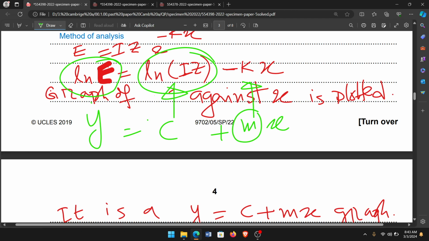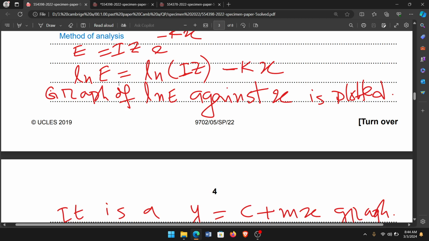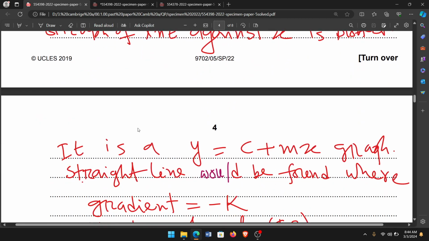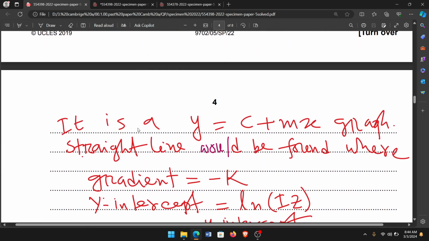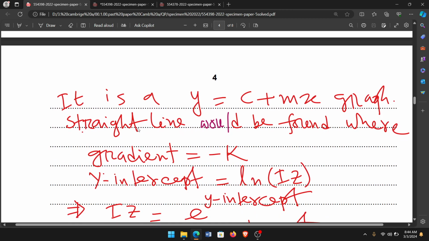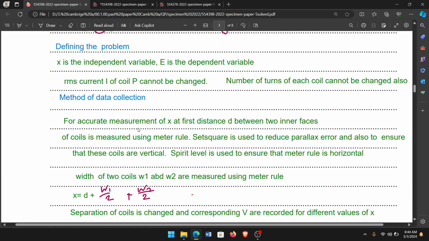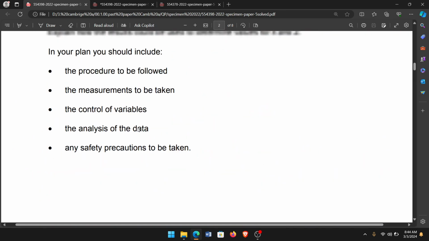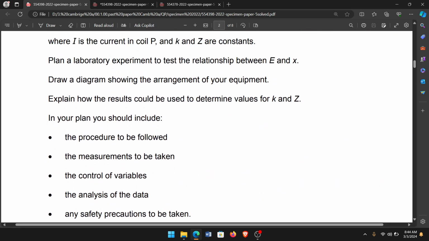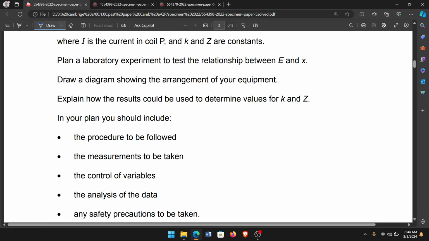So, what is written here? A graph of ln E against x is plotted. It is a y equals c plus mx graph. A straight line would be there where the gradient is minus k. Look, in the main question there was a demand, right? They asked you to determine k and Iz.